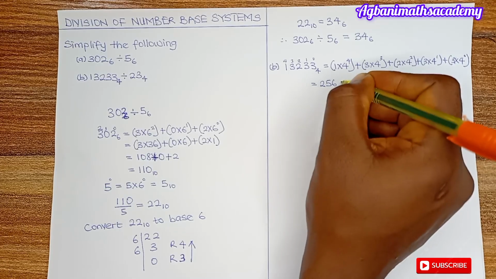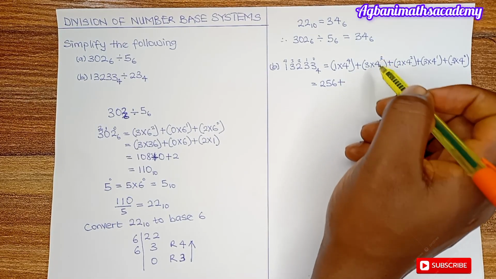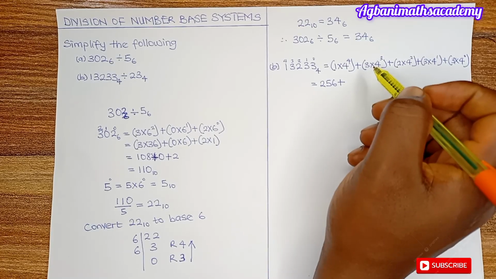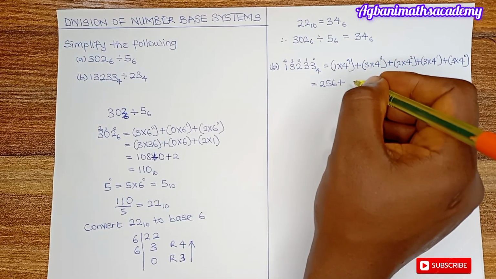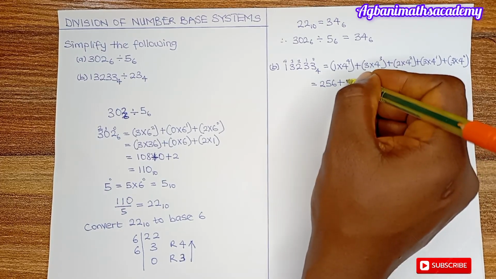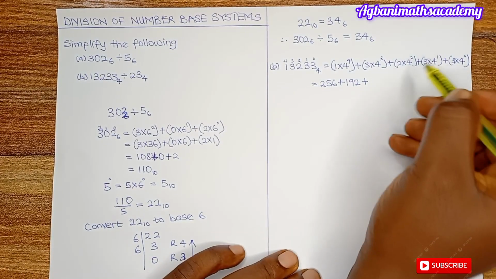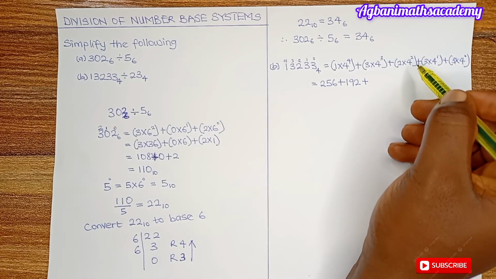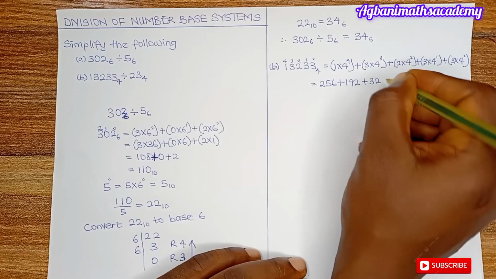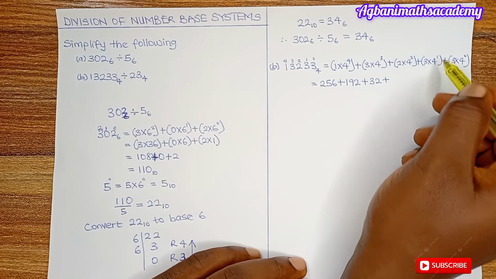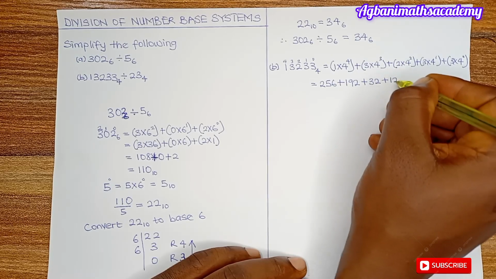Plus 4 to the power of 3, which is 4 times 4 times 4, which is 64. 64 multiplied by 3 is going to give us 192. So we have 192, plus 4 to the power of 2, which is 4 multiplied by 4, which is 16. 16 multiplied by 2 is going to give us 32. Plus 4 to the power of 1, which is 4, and 4 multiplied by 3 is 12.